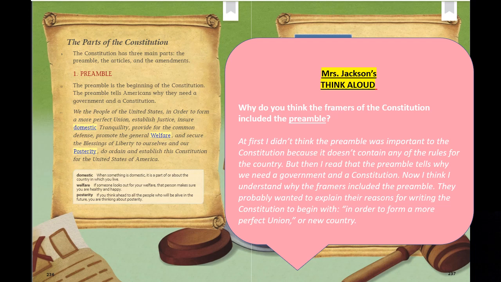Why do you think the framers of the Constitution included the preamble? I stop and I think about this. At first, I didn't think the preamble was important to the Constitution because it doesn't contain any of the rules for the country. But then I read that the preamble tells why we need a government and a constitution. Now I think I understand why the framers included the preamble. They probably wanted to explain their reasons for writing the Constitution to begin with, in order to form a more perfect union or new country.